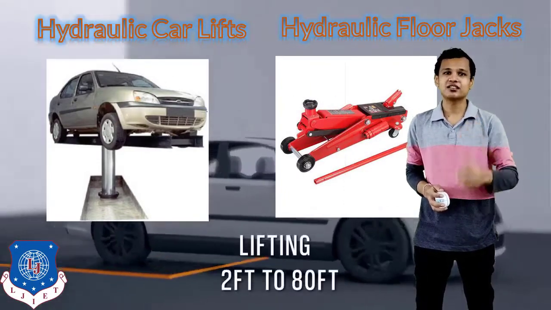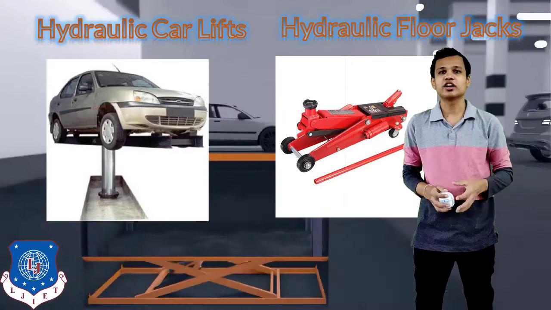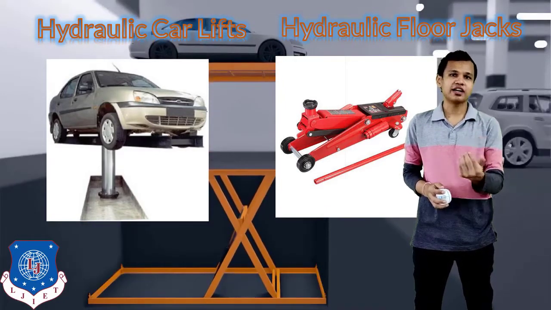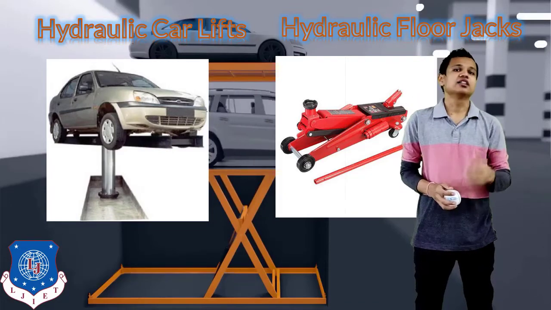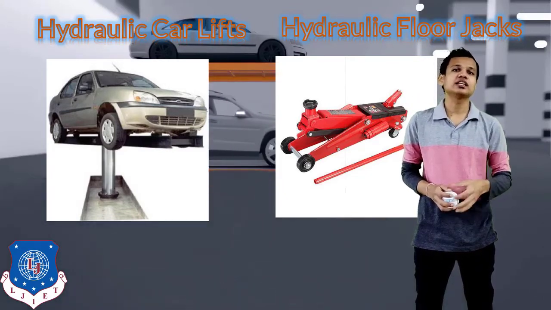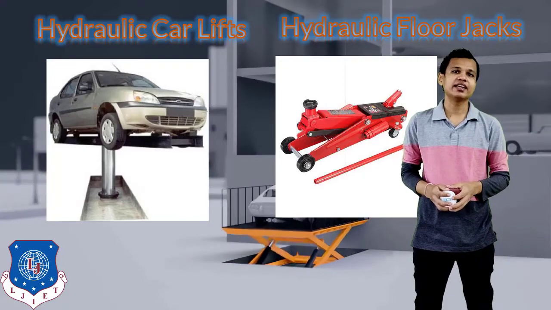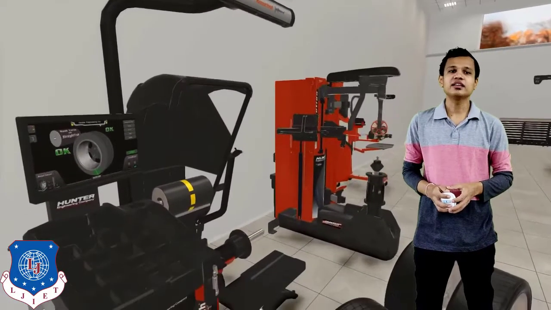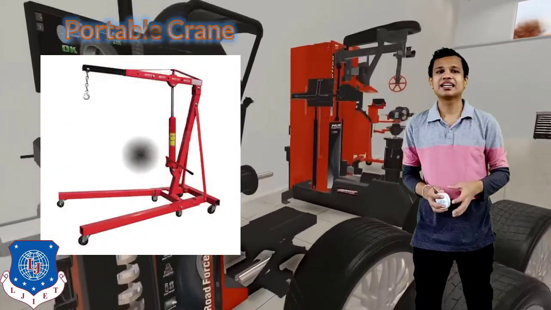Now the floor jack is provided to tilt one end of the car so that we can repair that part or repair the side of the car. So generally the hydraulic jack is provided in the service stations. Second thing is the portable crane.